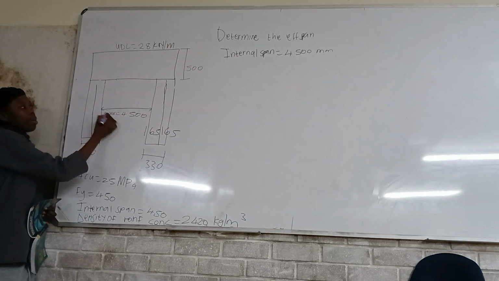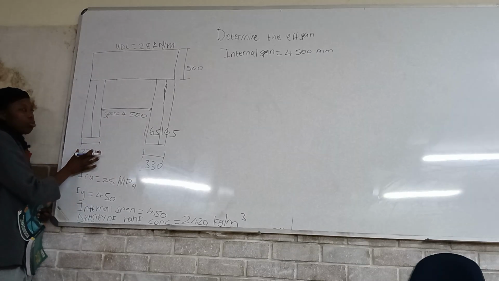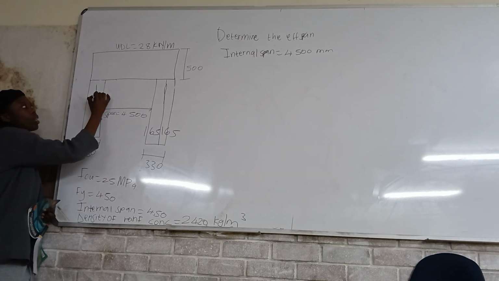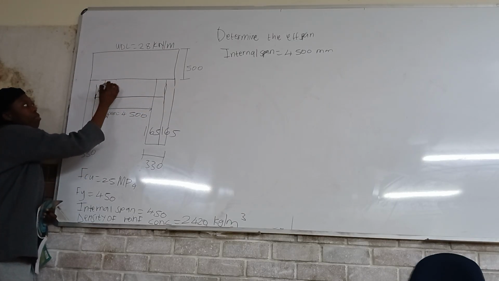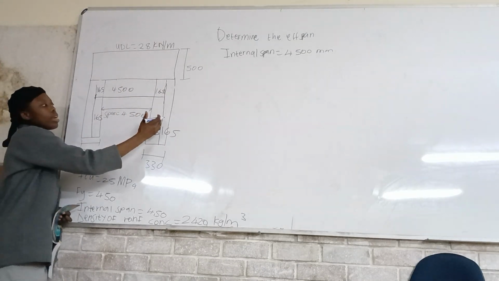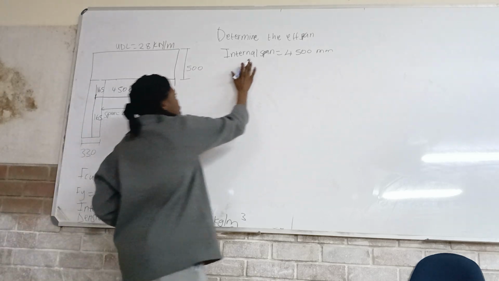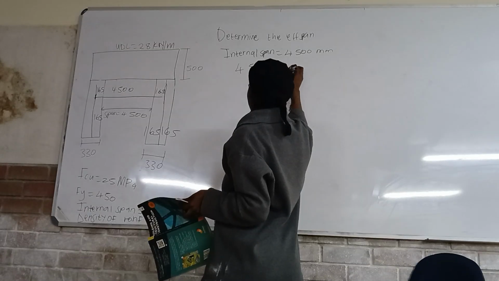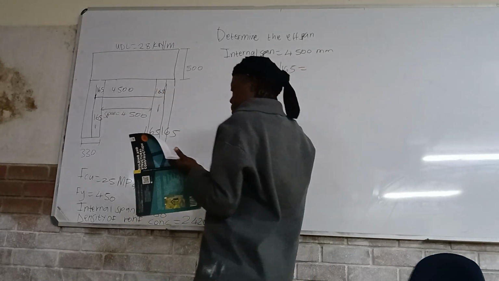And we have an internal span which is 4,500. Since we have 330 and 330, we need to divide this 330 into 2. Since the effective span needs to start here, it's 165 plus 4,500 plus 165. We need to say 4,500 plus 2 of 165. I gave you 165 this side, 165 this side, so it's 2 of 165.